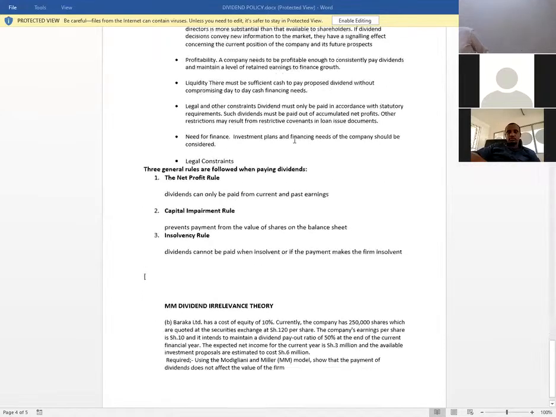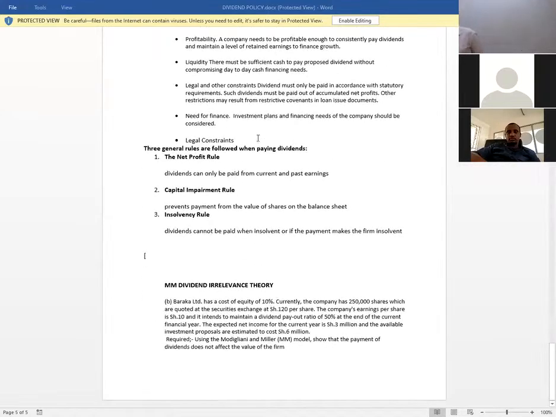Actually, I should read this for you. This is very interesting. We are told here, ladies and gentlemen, the general rules and the legal constraints. Three general rules are followed when paying dividends. Number one, the net profit rule. Dividends can only be paid from current or past earnings. Capital impairment rule prevents payment from the value of shares on the balance sheet. We don't want to pay dividends in a way that our capital, our MPS, will go down.